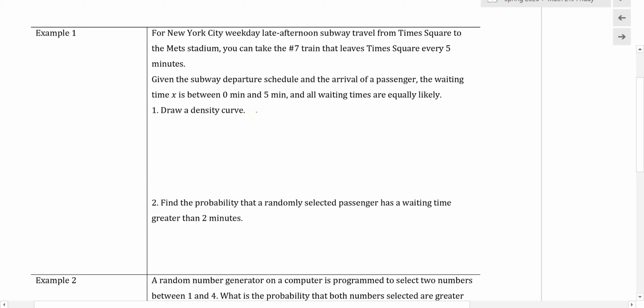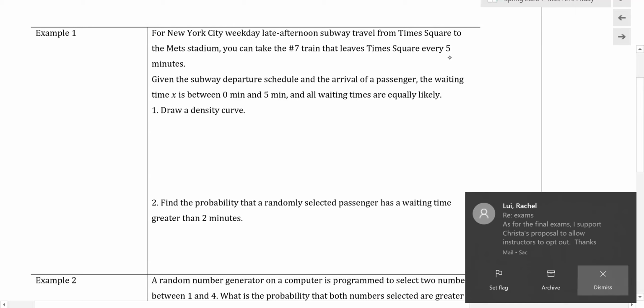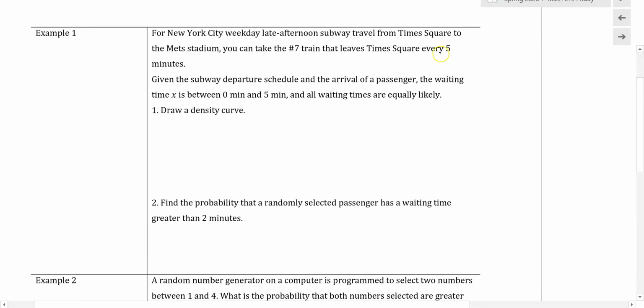Let's try and wrap our heads around that again. They're talking about taking a particular subway that goes from Times Square to Met Stadium and it departs every 5 minutes. Imagine you're going to wait for a train or a bus. When you show up at the station, say the bus or train comes every 10 minutes and you just show up at random. You don't know how long you'll be waiting. You know it's going to be less than 10 minutes if you miss the bus, but is it going to be 2 minutes, 3 minutes, 5 minutes? That's the type of probability question we can answer here. What I need is the density curve to figure that out.